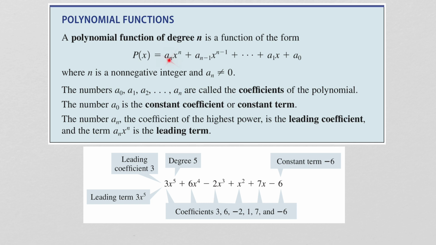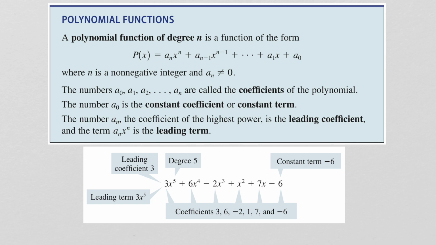Now these a values, these a n's, are the coefficients of the polynomial, and they're written in such a way that the subscript of the coefficient matches the degree of the term. So for example, an is the coefficient of the x to the n power term, and we do this for convenience. Now the number a0, pronounced a naught, is the constant coefficient, or sometimes it's just called the constant term.